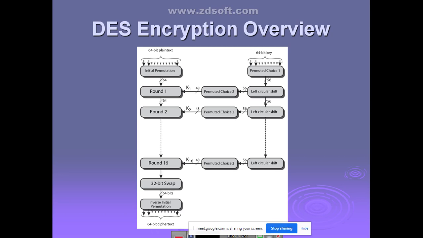So that indicates that it is going to use the 56-bit key, right? That will be passed to the first permutation function. Then at each round it is going to perform the left circular shift operation. Then it will perform permuted choice 2, which is another permutation function. Then it is going to produce a 48-bit key that will be given to each round. Each round it is going to produce different sub keys, that is K1 to K16. Yes or no?